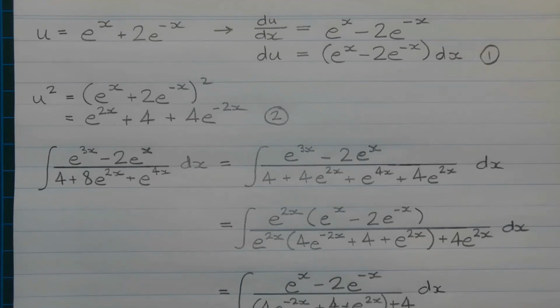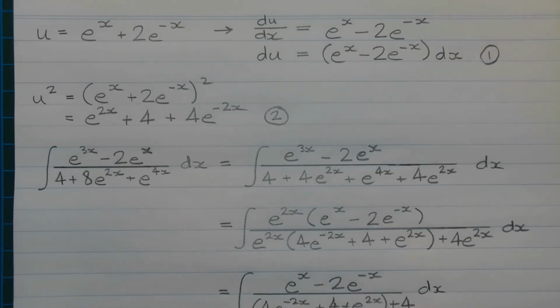The next stage involves reworking the integrand into an appropriate form using algebra, and in particular to use equation number 1 to replace the dx, but also using equation number 2, which has something to do with the denominator. So what I'm going to do first is to express 8e^(2x) as a sum of two terms. So I'm going to break up 8e^(2x) into a sum of two terms, 4e^(2x) plus 4e^(2x). So this 8e^(2x) term is the sum of this term here and this term here.